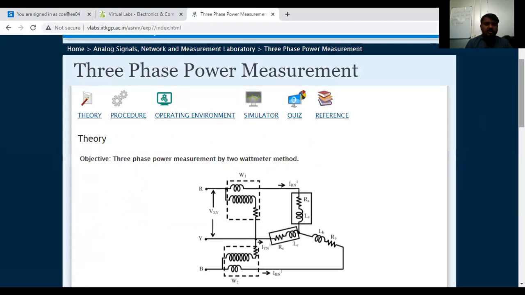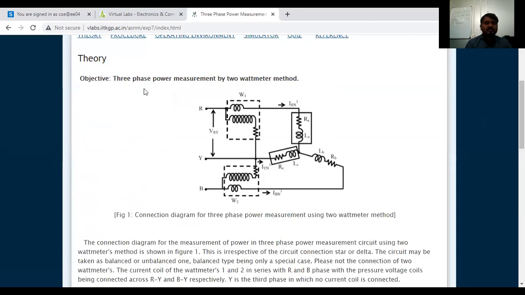The main objective of this experiment is three-phase power measurement by the 2 wattmeter method. Here the load is there. Actually, resistive and inductive load they have combined here. 1 wattmeter is connected to the first phase, another wattmeter is connected, and the third one is shorted at one terminal of the wattmeter here. So the main objective is to measure the three-phase power by using only 2 wattmeters. That is the main objective here.